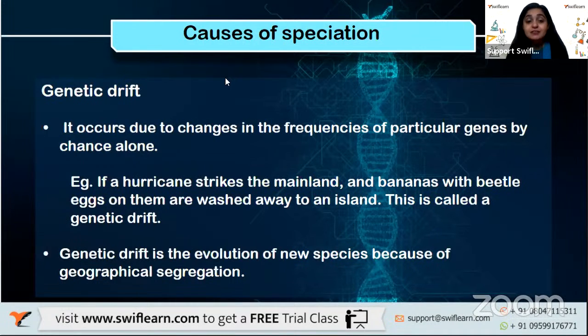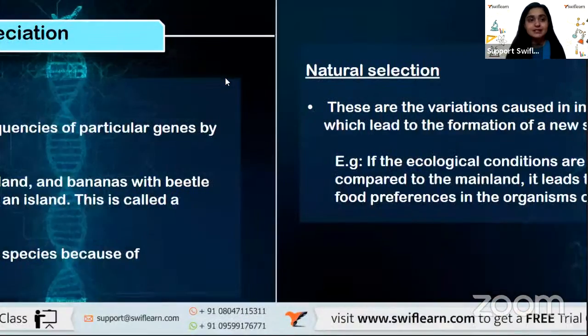Genetic drift can lead to the evolution of new species because of geographical segregation. We have seen almost everywhere that there are different species, even different kinds of fruits and different kinds of food available on different continents, isn't it? And why is there such a vast difference? Because of the geographical conditions, because of the geographical segregation that we can see around ourselves.